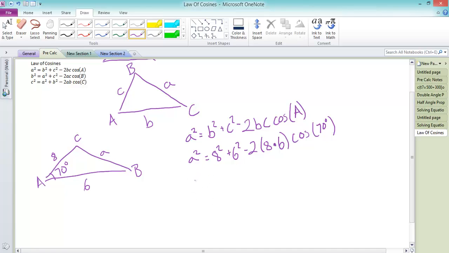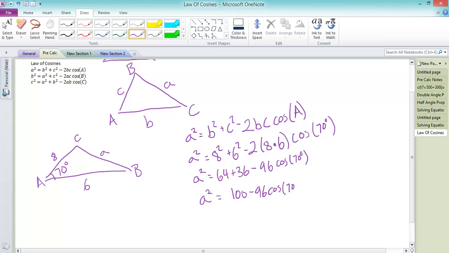Why don't we do some simplifications? We get a squared is equal to 64 plus 36 minus 96 cosine 70 degrees. And guys, if you need to take a minute to pause the video to confirm the fact that you can type that into your calculator, you're more than welcome to. And a further simplification is a squared is equal to 100 minus 96 cosine 70 degrees.